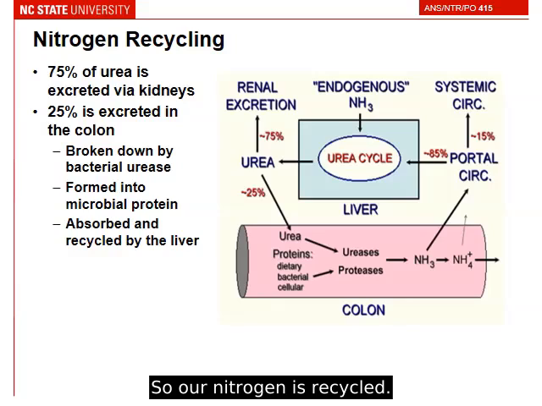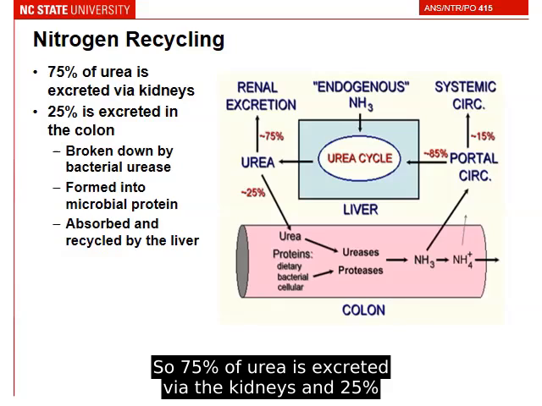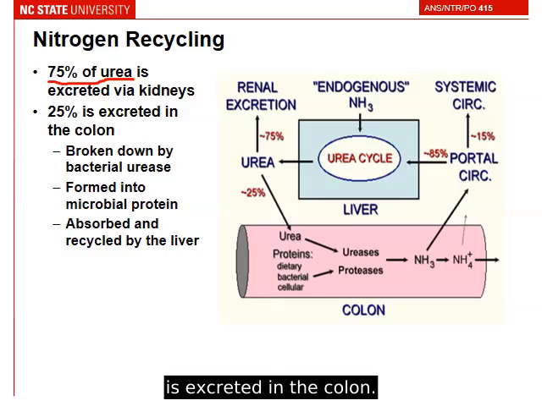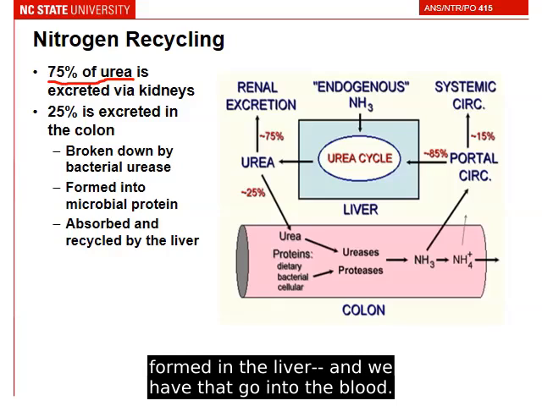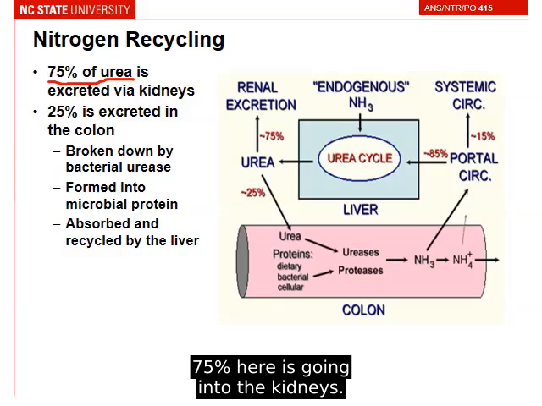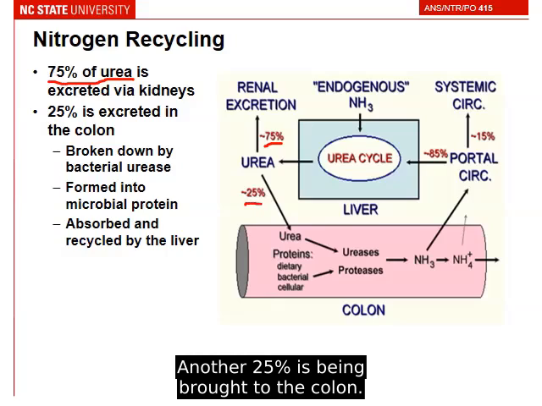So our nitrogen is recycled. 75% of urea is excreted via the kidneys, and 25% is excreted in the colon. So we have 25% from the liver. Our urea is formed in the liver, and we have that go into the blood. 75% here is going into the kidneys. Another 25% is being brought to the colon.